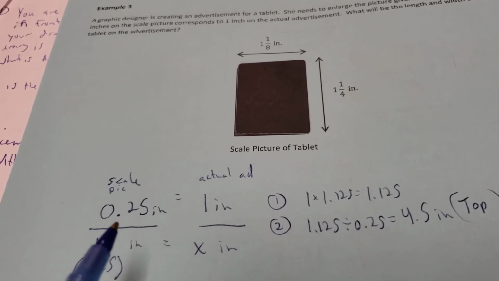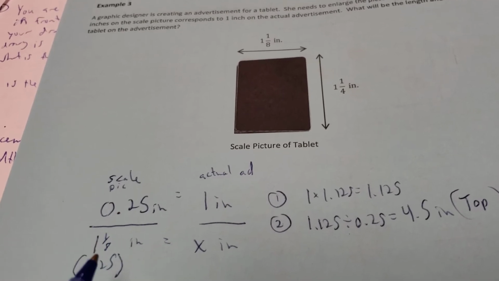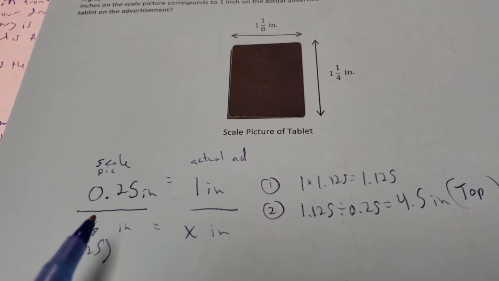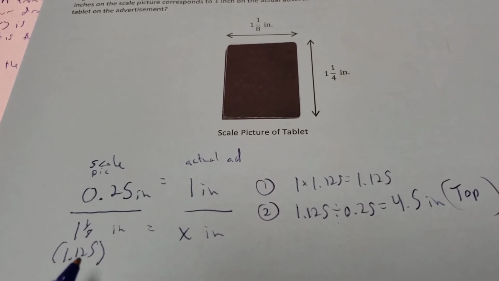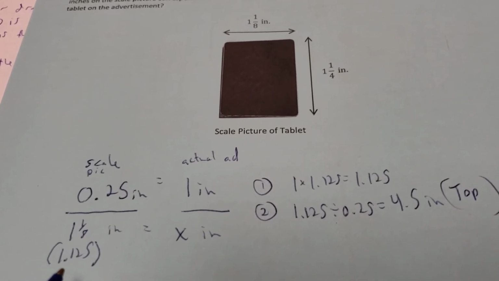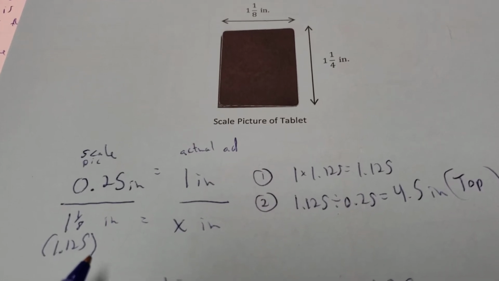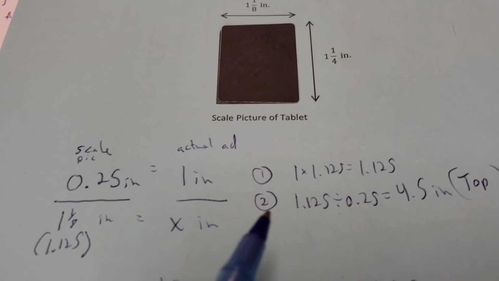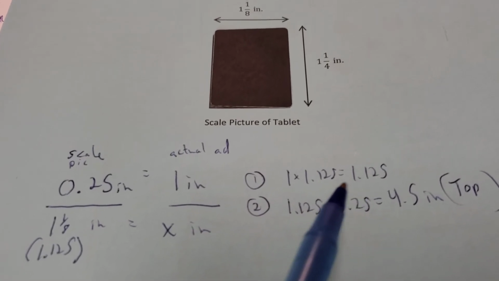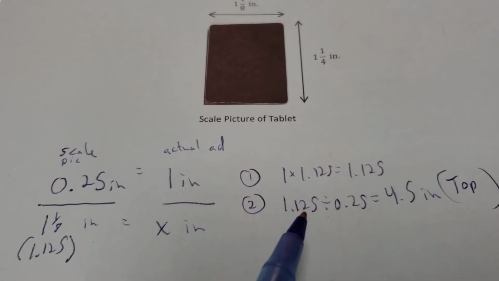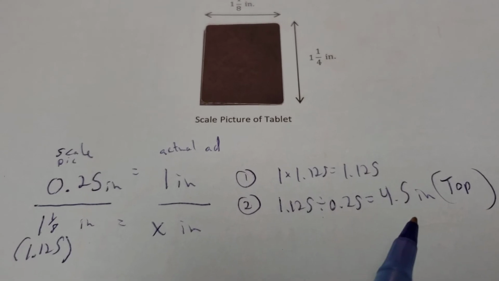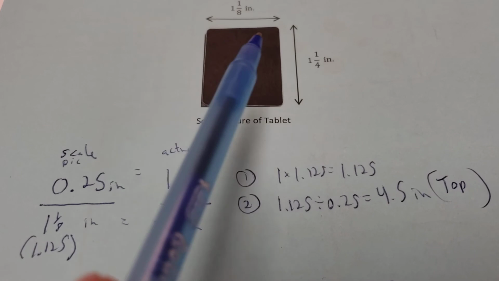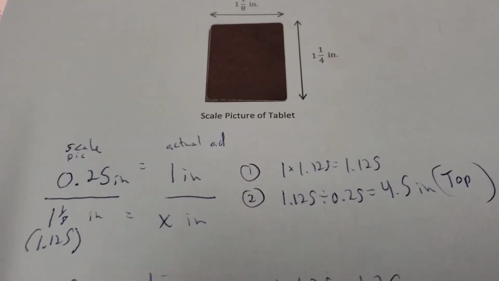Well, since they gave me a decimal version of the scale, let's take 1 1/8 and make that a decimal. I know it's going to be 1 point something, so take 1 divided by 8 in your calculator, and you get 0.125. So 1.125. I cross multiply what I can, 1 times 1.125, and I get 1.125. Take that answer, it's right in your calculator, and divide it by our leftover number, 0.25, and I get 4.5 inches. So across the top, that is going to be 4.5 inches across in the ad.